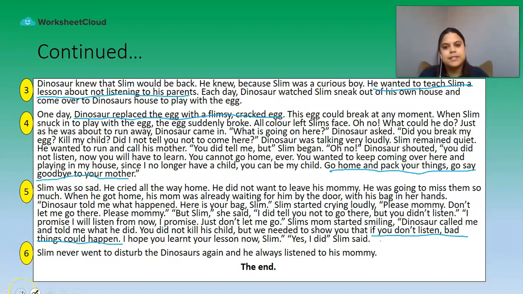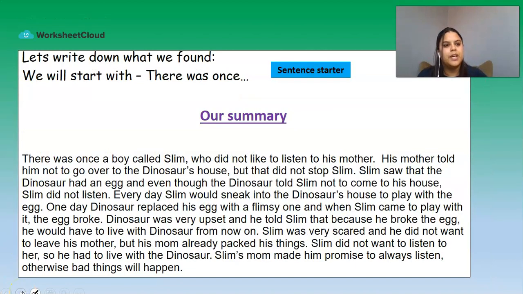So our next step, let's write down what we found. Okay, we will start with "there was once," which is the sentence starter. That's what we call a sentence starter.